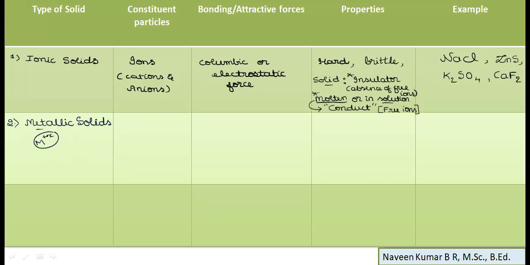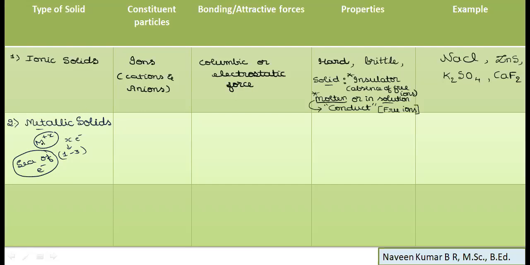A metal ion, a positively charged metal ion, is surrounded by 1 to 3 electrons. This will be considered a sea of electrons, according to a model called the electron sea model. We do not have that in the NCERT syllabus, but you can get information regarding this if you are really interested. So that is how metallic solids are formed.